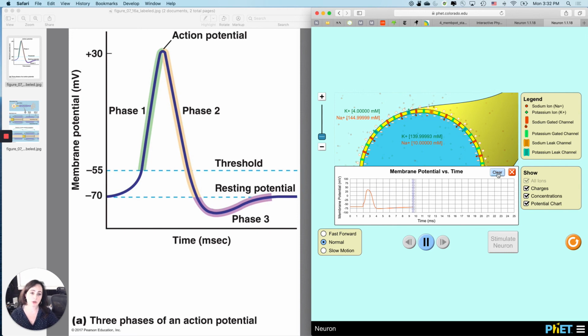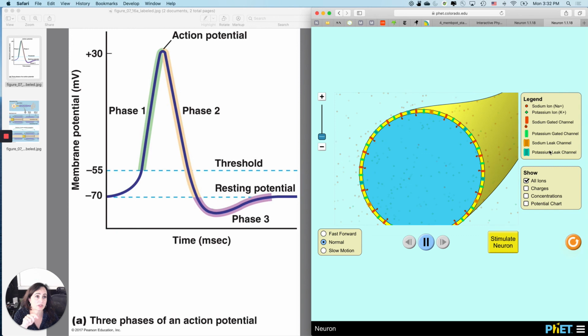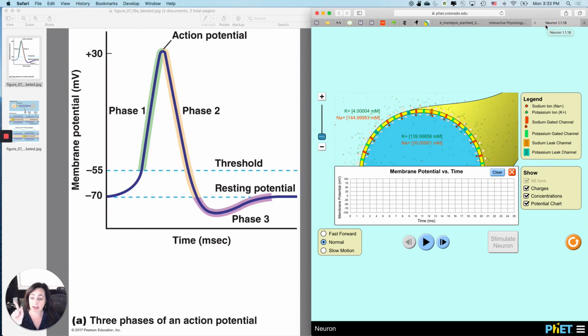So this gives you a little bit of practice, and you can sort of watch what's happening to the channels at different times. So for instance, right now, all I'm doing is seeing things move through leak channels. But then if I stimulate the neuron again, it's not like you close the leak channels, because you never do, but you open potassium channels, potassium moves in, sodium moves out. Okay, so you can play with this, especially for those of you who are kinesthetic, who need a little practice. All right, and that is it for membrane potentials.